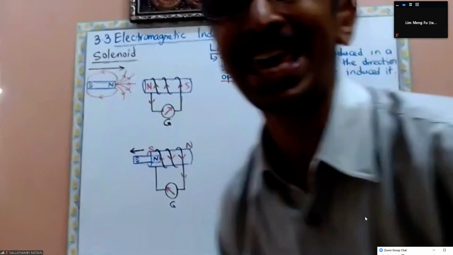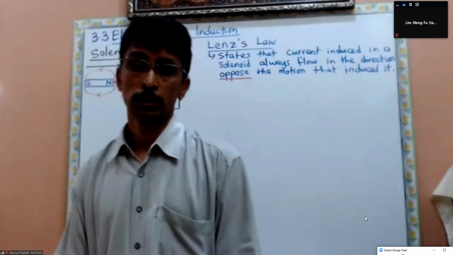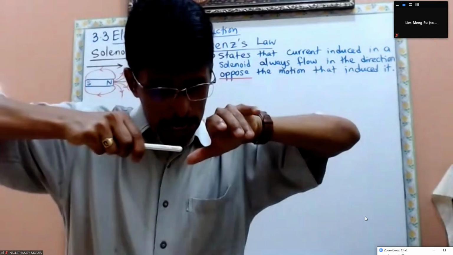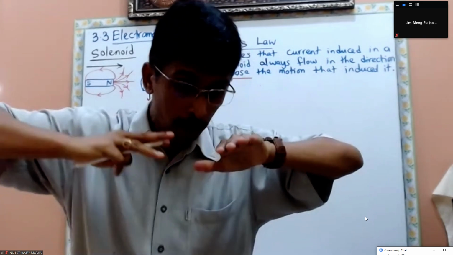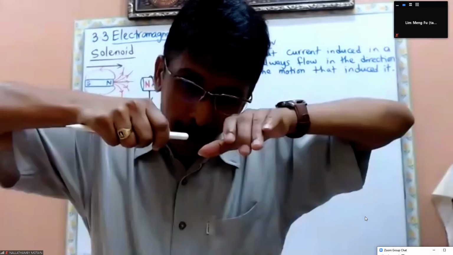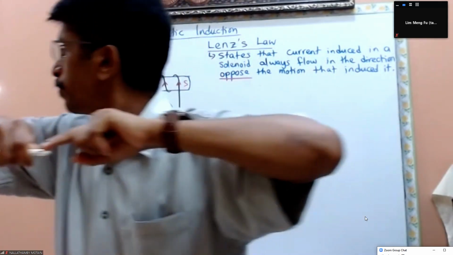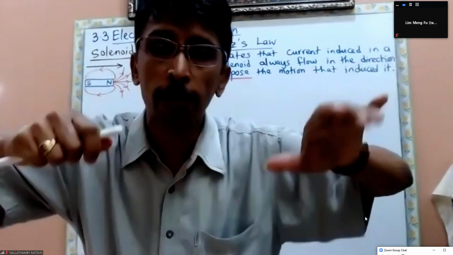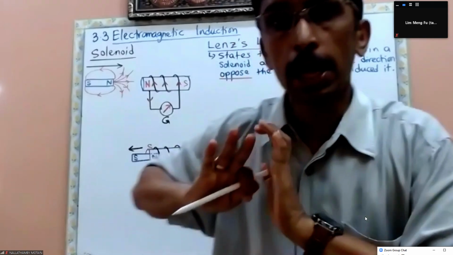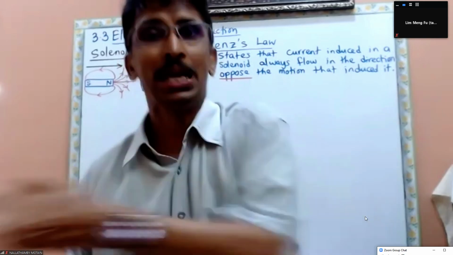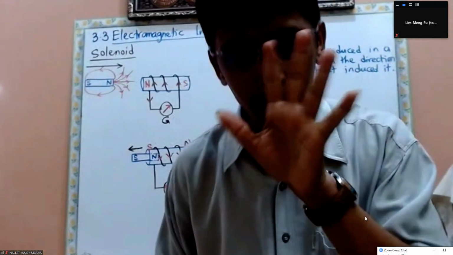What is stated by Lenz's law? Current induced always flows in the direction that opposes the change. So if you push the magnet in, the magnetic field is cut and current is induced. If the magnet wants to go in, check first what pole is entering; the induced current must oppose. Want to go in, repel. If you want to pull out, it will attract. Simple. You remember it this way.